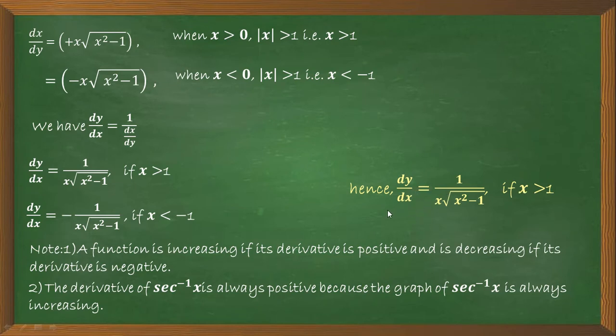So now onwards you just remember that the derivative of sec inverse x is always 1 upon x into root of x square minus 1. Okay, because of this condition. So we have completed the proof of the derivative of sec inverse x here.